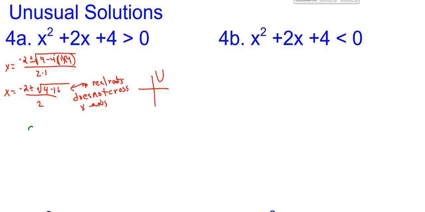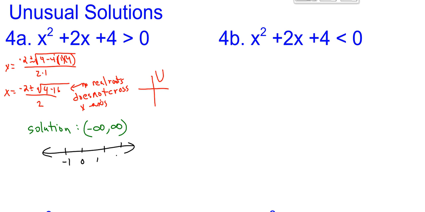So our solution is from -infinity to +infinity because it has to have that U shape, and we know that it does not touch the axis. And then when we graph this one, I'll just put a couple numbers on here, -1, 0, 1, 2. And when we graph that, we shade the whole entire number line. And so that's our solution for that one.